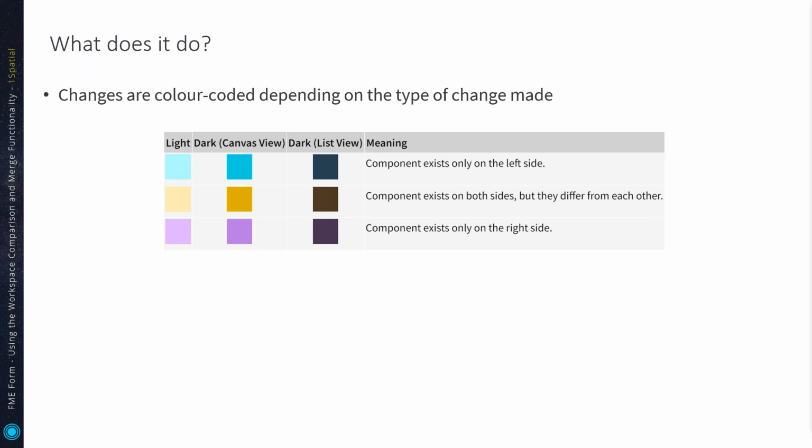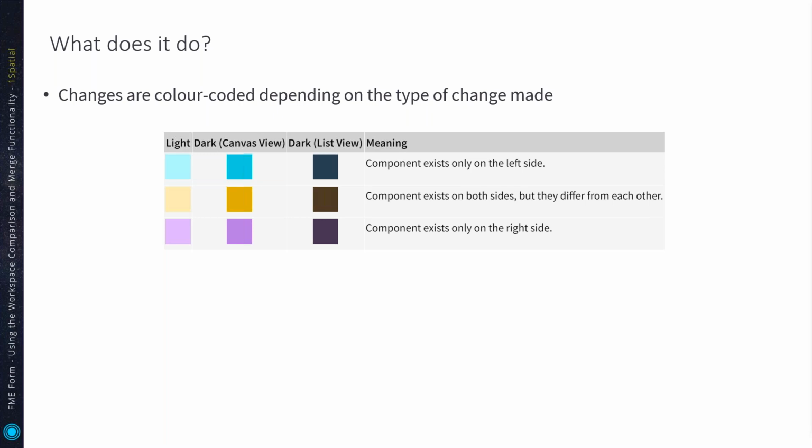So changes are color-coded, and they're shown on the canvas and in the list view. If it exists on the left but not on the right, it will be a shade of blue. And if it's on the right but not on the left, it'll be a shade of purple. In the middle there, we see a shade of yellow and brown. And this is for when an element might exist on both sides, a component might exist, but the settings within that element differ between the two versions.